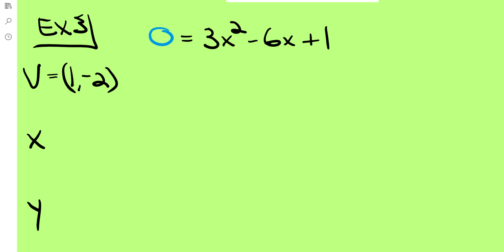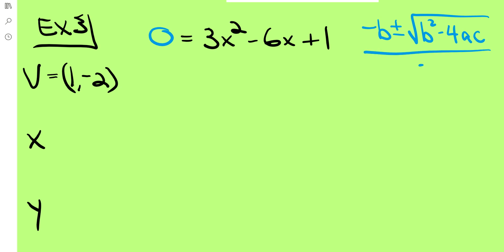Okay, now I have to factor this. If I factor this, I can't use the traditional way because it won't work. So I'm going to use the quadratic formula. All right, the quadratic formula: negative b plus or minus the square root of b squared minus 4 times a times c, all divided by 2 times a.